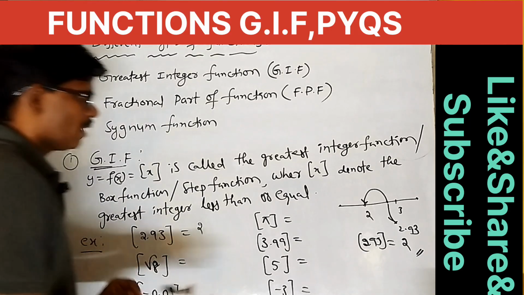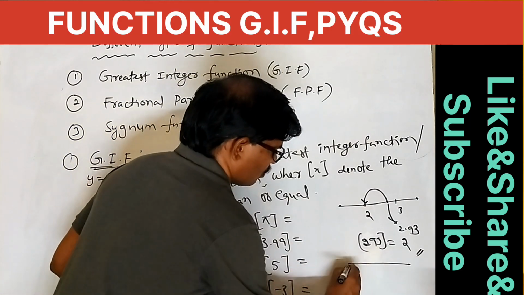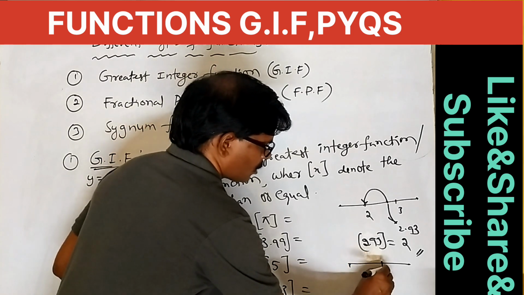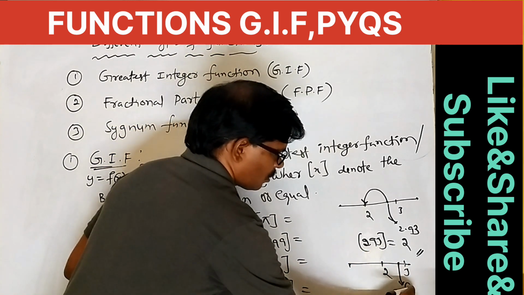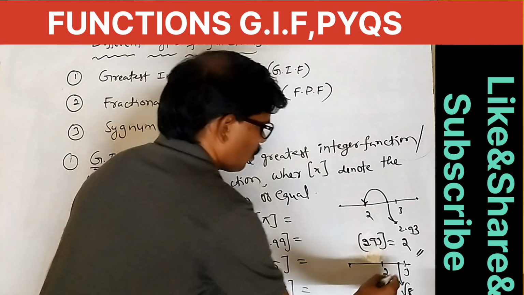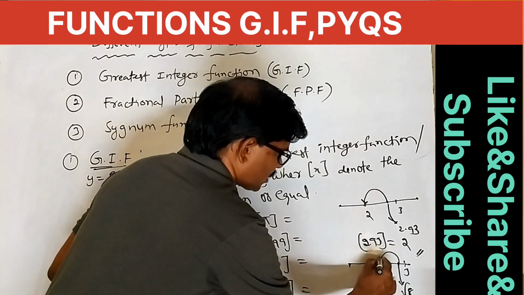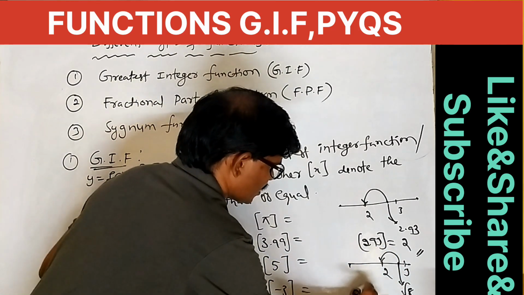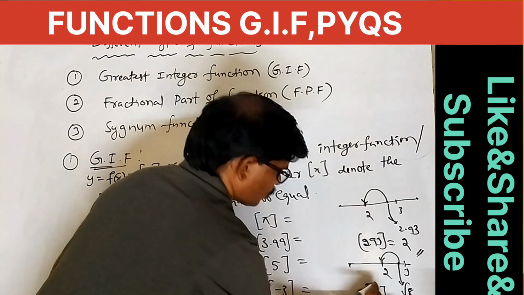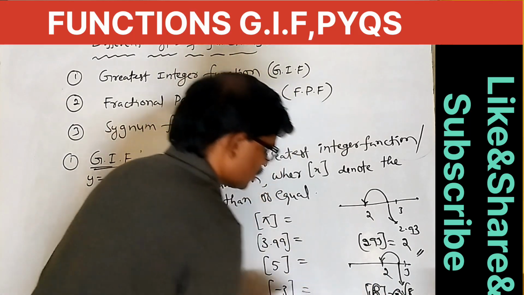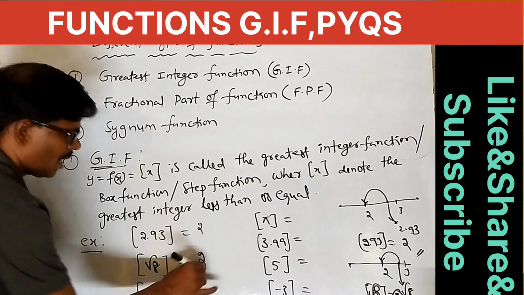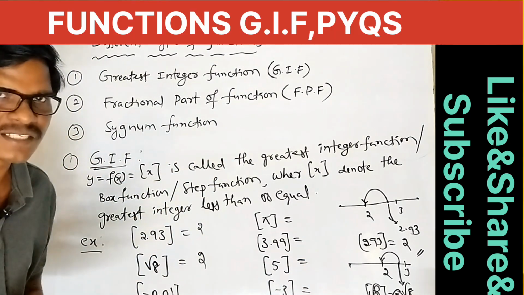Next, root 8. What is the root 8 value? Root 9 is equal to 3, so root 8 is also between 2 and 3. This is the root 8 value, after 2 only. The left side value is the greatest integer. So step of root 8 is equal to 2. 2 is our answer. That is the greatest integer value.